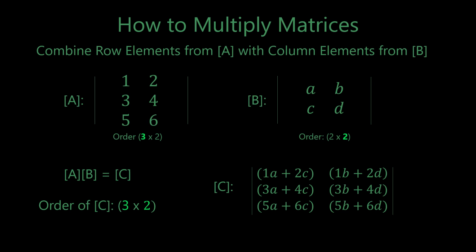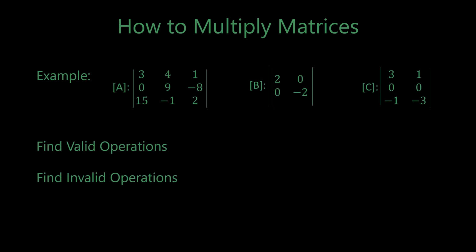And you're going to repeat that with each row. Now we have three new matrices. Each of them has a different order. I'd like you to find the valid operations and the invalid operations. So take a few seconds.